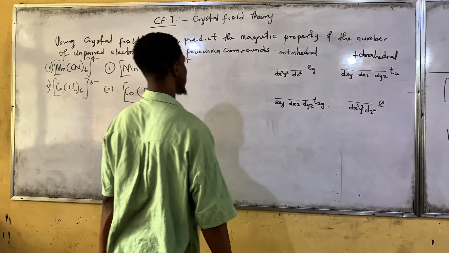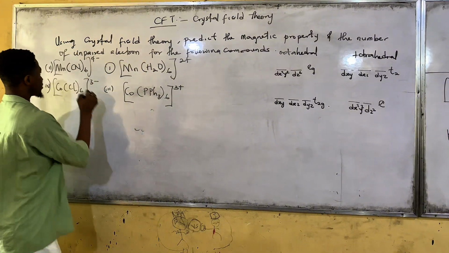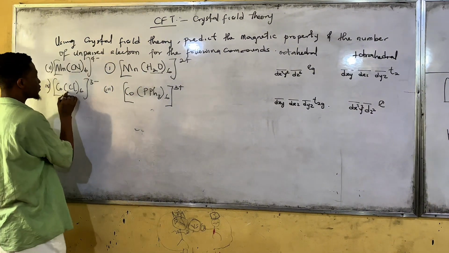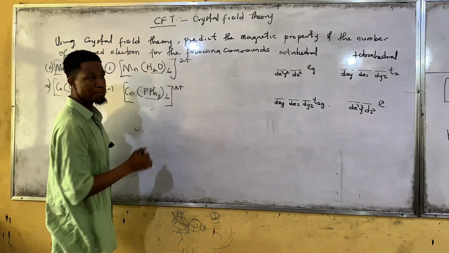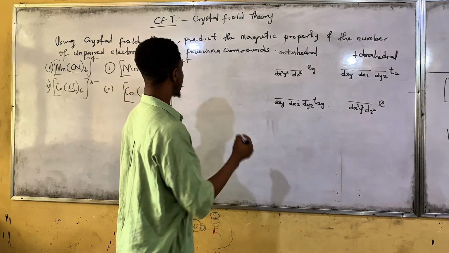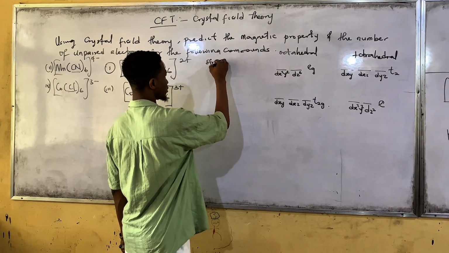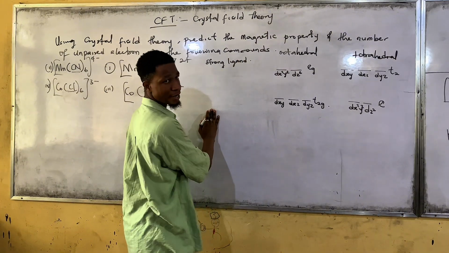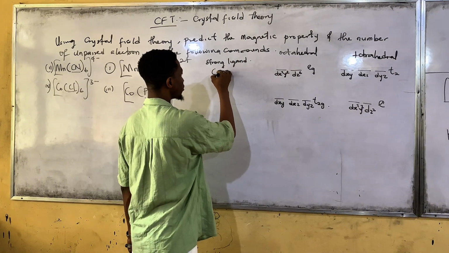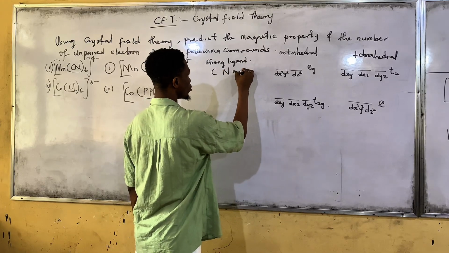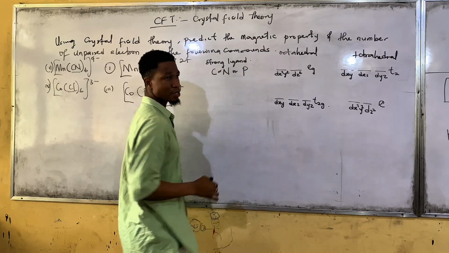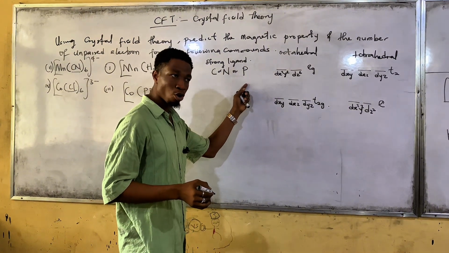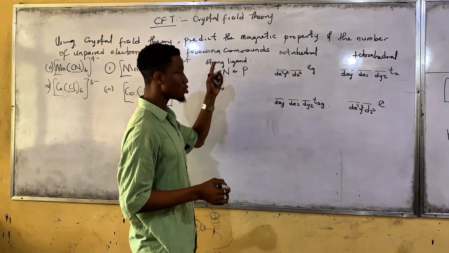Now, another thing that you must take note of is the ligands. Here you have CN, here you have H2O, here you have Cl, and here you have PPh3. Now, I've told us that strong field ligands are ligands that have carbon, nitrogen, or phosphorus as their donor atom. These are strong ligands.